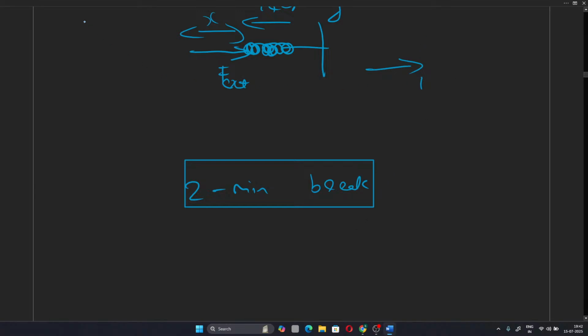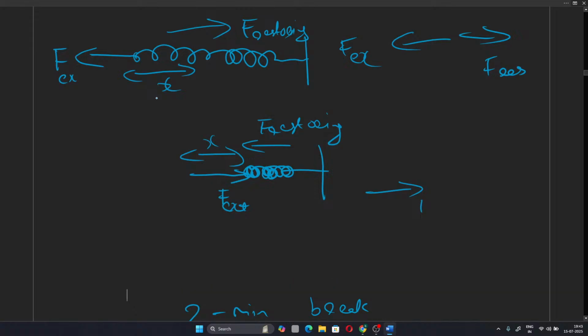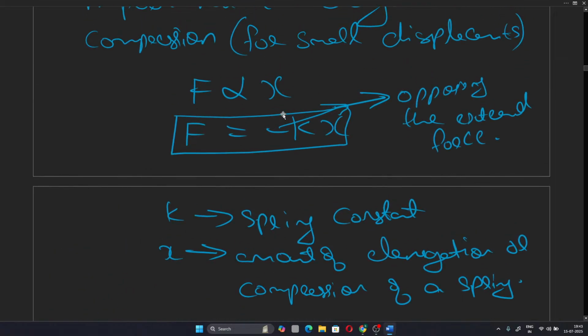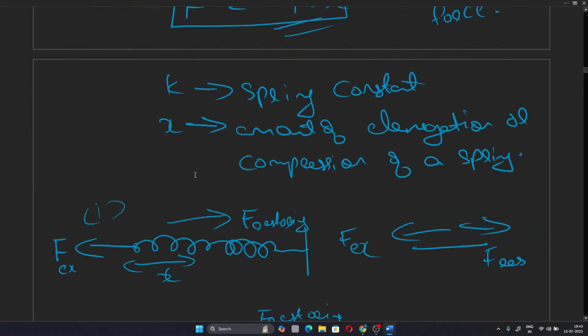Okay, then let's continue. I was talking about the force in the first case, where it's an elongation of the spring. Here, the external force is opposite to the restoring force, and here as well, the external force is opposite to the restoring force. That is the reason they took a minus sign here. This is the final formula for the force of a spring.